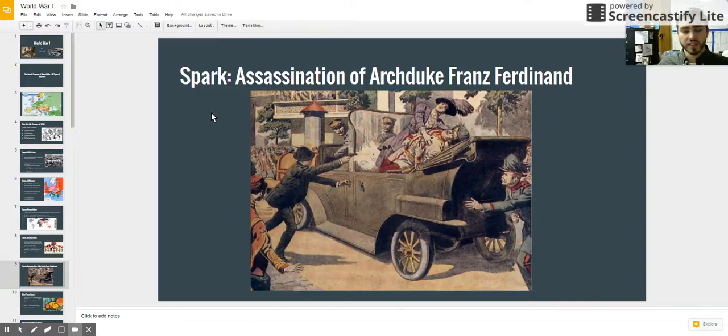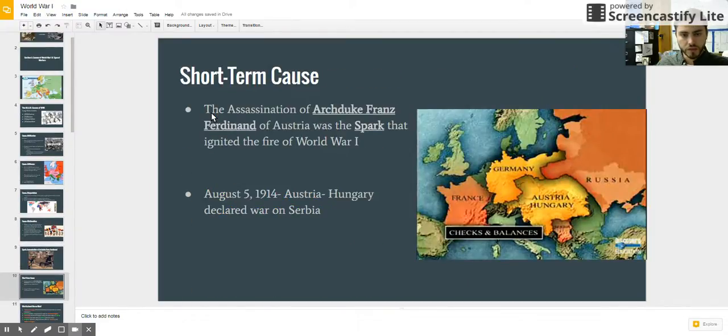And remember, because of the alliance system, you have Austria-Hungary's allies now going to war as well. So if Austria-Hungary goes to war, then you have Germany going to war, and you have all sorts of chains of events that take place. All right, so that assassination of Archduke Ferdinand was the spark, and therefore it set off the events in 1914 where Austria-Hungary is going to declare war on Serbia.